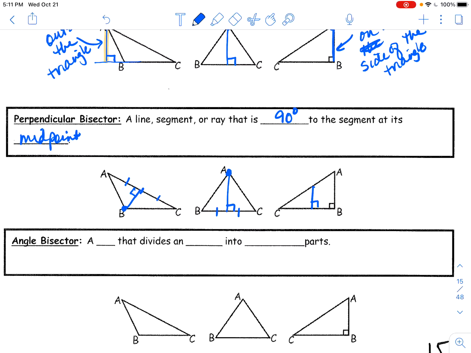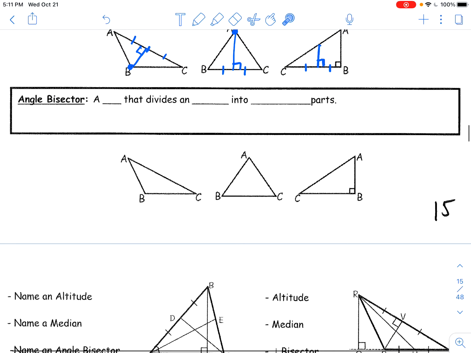So you don't always have to go from a vertex. This is a perpendicular bisector of this triangle. What you need to notice are that I've got the congruency marks, meaning I've bisected a side, and I've got the right angle, meaning I've got the 90-degree.